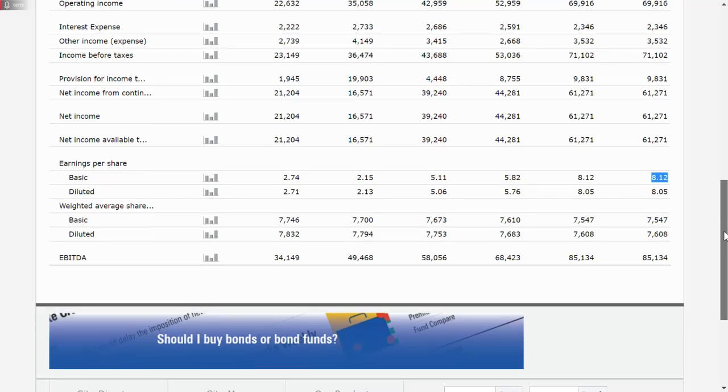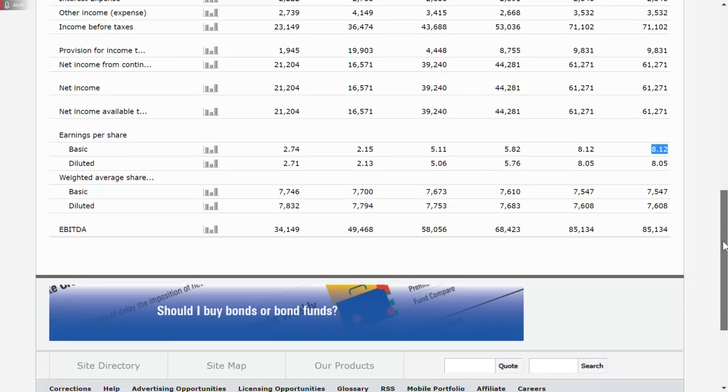And finally, after adding in the weighted average shares outstanding, you get something called EBITDA, earnings before interest, taxes, depreciation, and amortization. And this figure in the trailing 12 months, or the past 12 months, comes to 85,134,000,000.